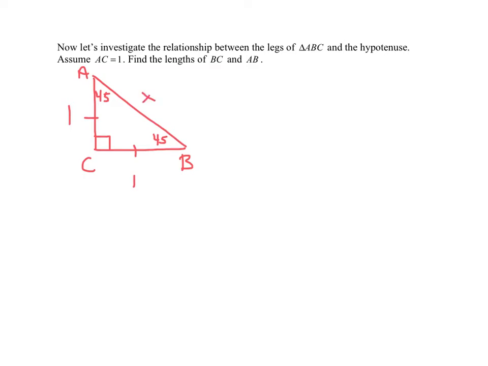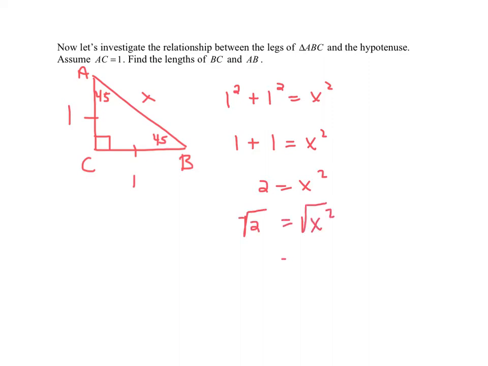Now that we have the three sides labeled, let's use the Pythagorean theorem to solve for x. We've got 1 squared plus 1 squared is equal to x squared. 1 squared is equal to 1, of course, so we have 1 plus 1 equals x squared, or 2 is equal to x squared. We want to solve for x, so we take the square root of both sides. The square root of 2 equals the square root of x squared, which gives us x equals the square root of 2. So the sides are 1, 1, square root of 2.